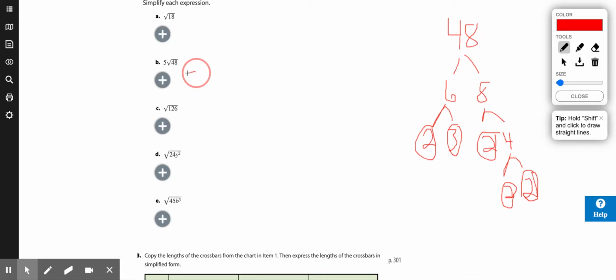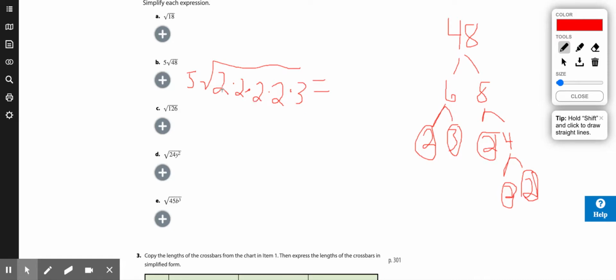So now instead of 5 square roots of 48, we're going to write 5 square roots of 2 times 2 times 2 times 2, because there are 4 2's after I broke 48 down. 1, 2, 3, 4, and a 3. Okay, that all equals 48. 2 times 2 is 4, times 2 is 8, times 2 is 16, and 16 times 3 is 48. So 5 square roots of 2 times 2 times 2 times 2 times 3.